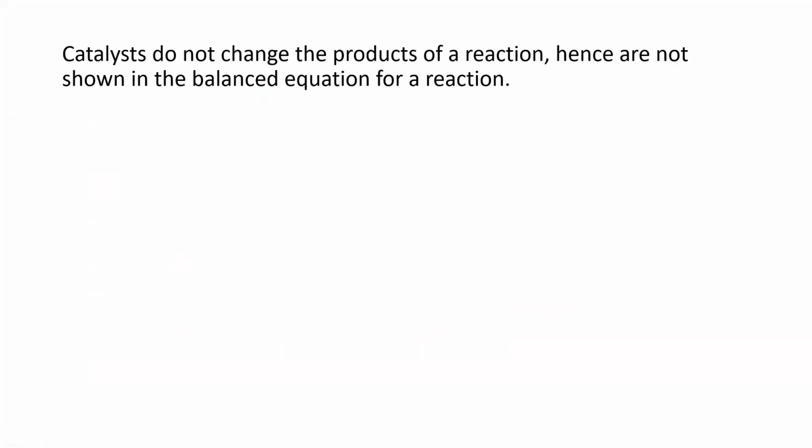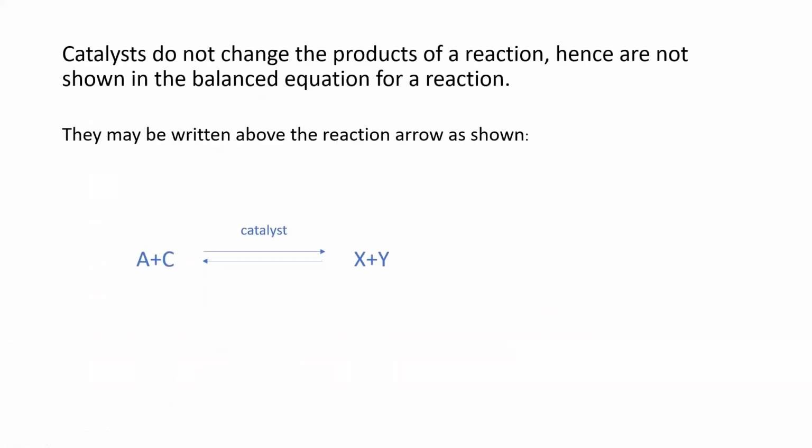So we know that catalysts do not change the products that are made in a reaction, so we don't have to show them in the balanced equation for a reaction. But we can write them above the reaction arrow, as shown here.